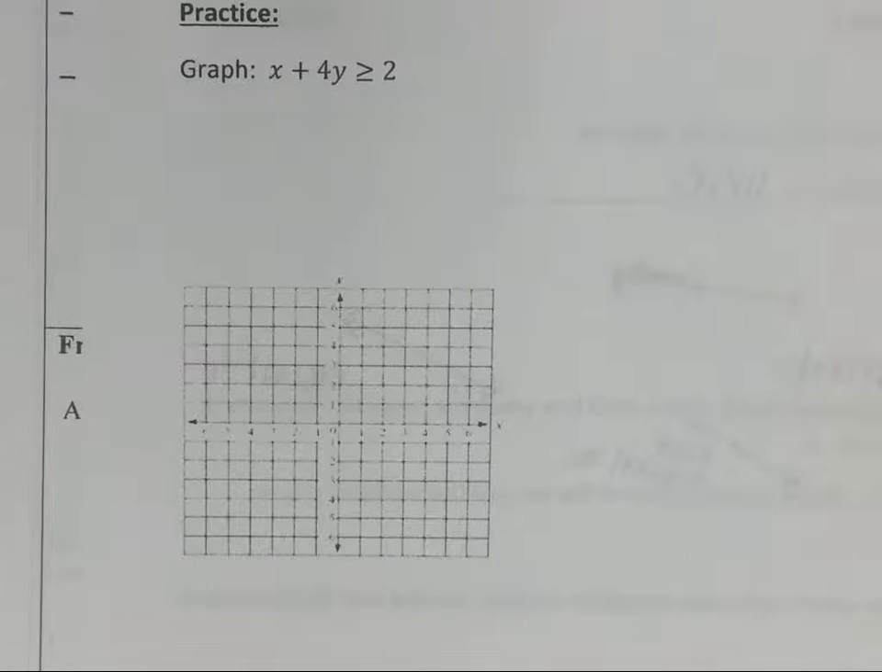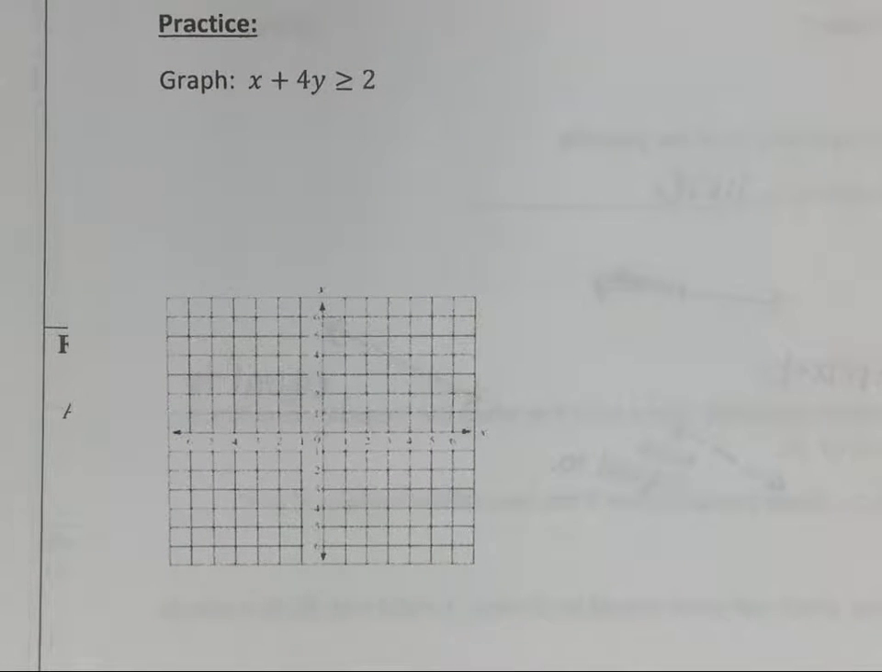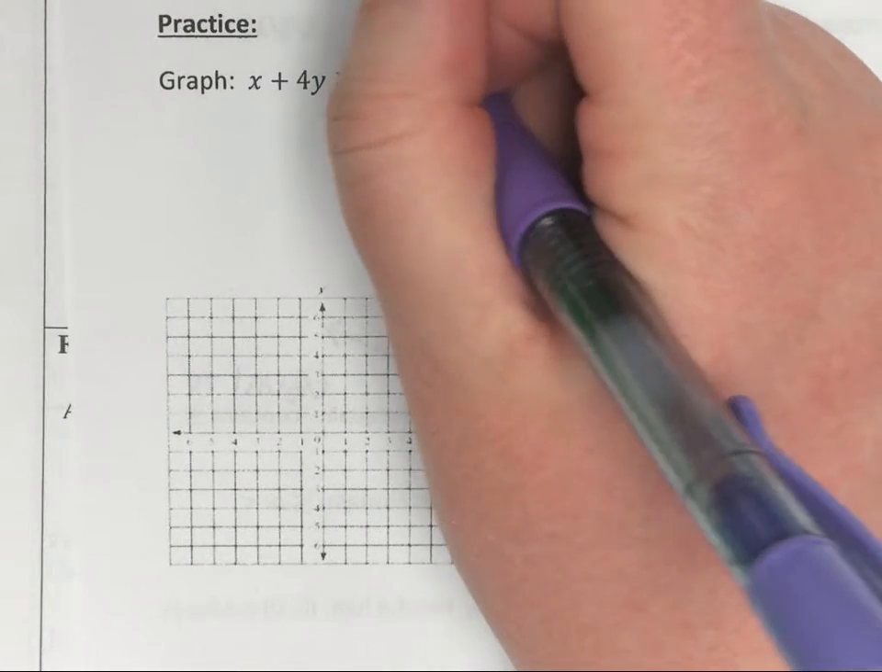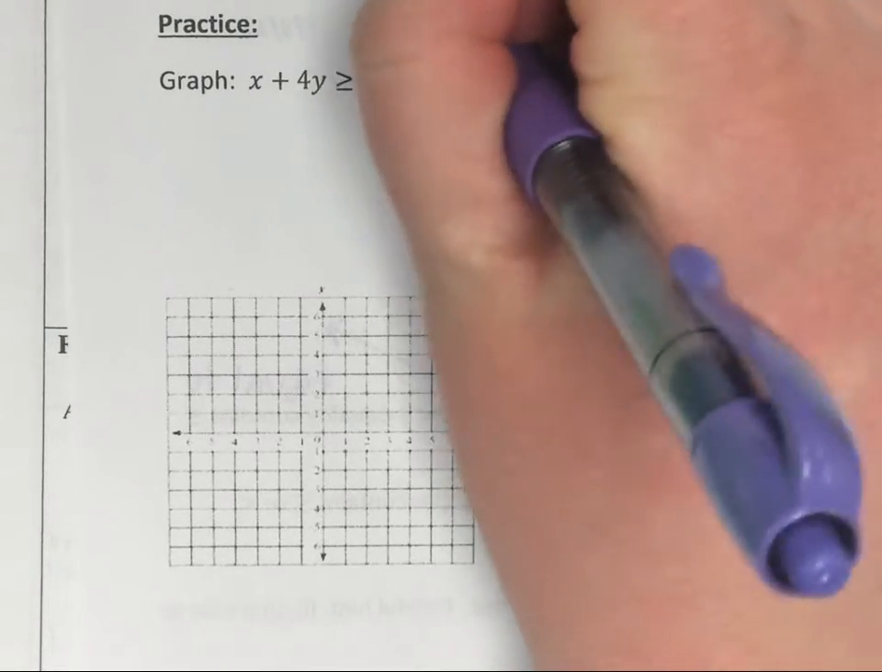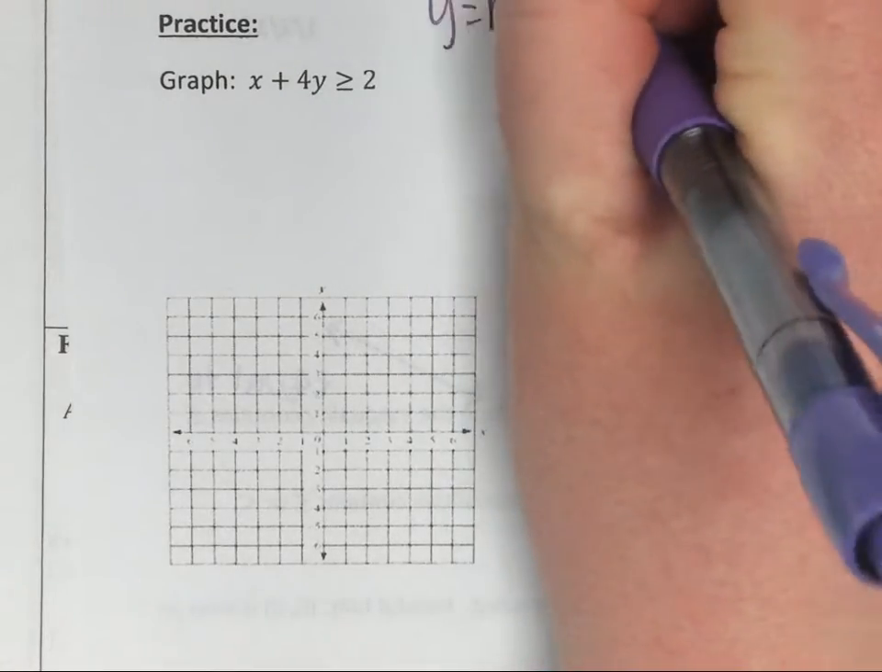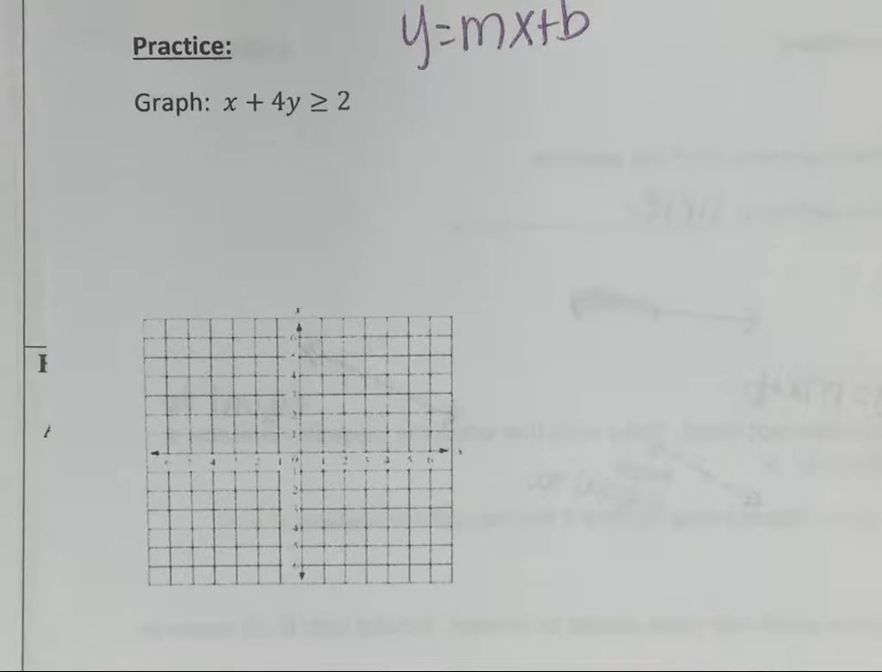Okay, what's our first step? Change it so it works. What does that mean? Change it into slope-intercept form. So right now, I want you guys to solve this and put it in slope-intercept form, y equals mx plus b. Do that without me.